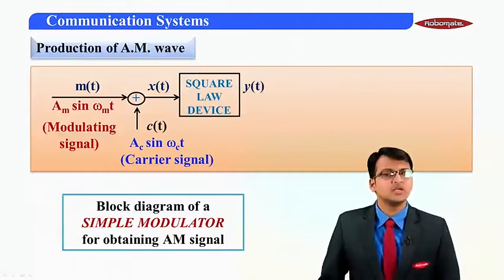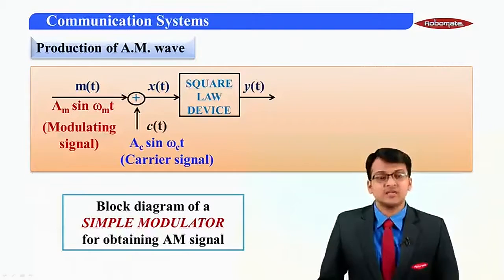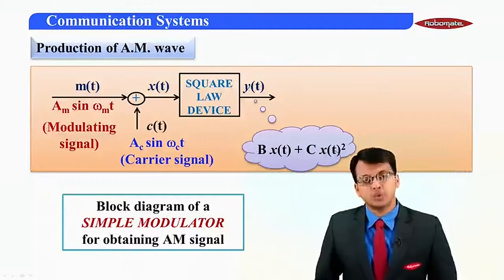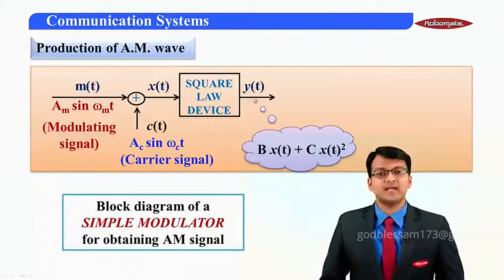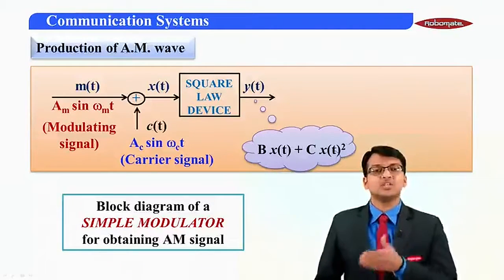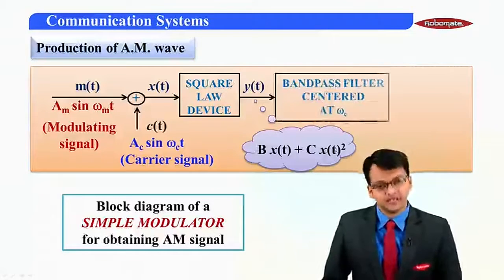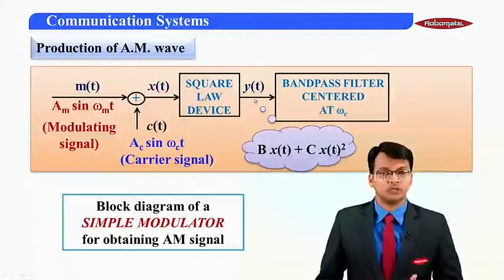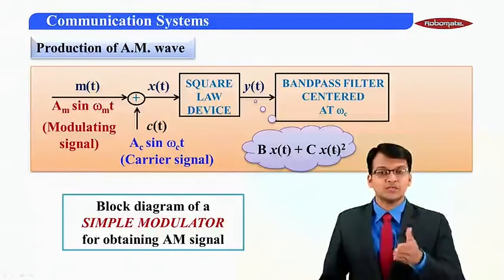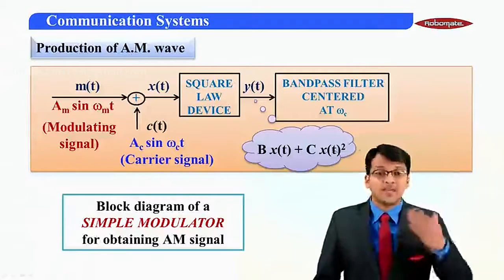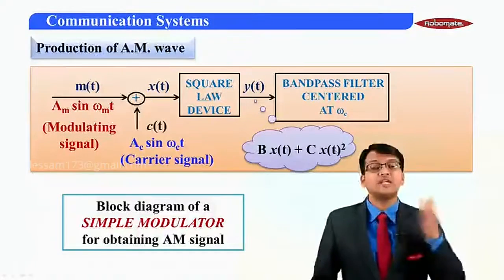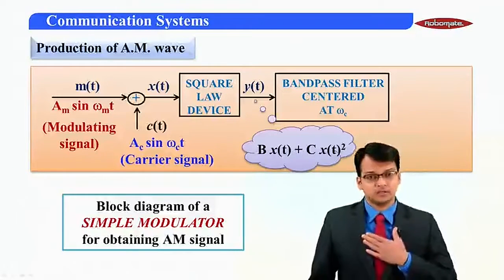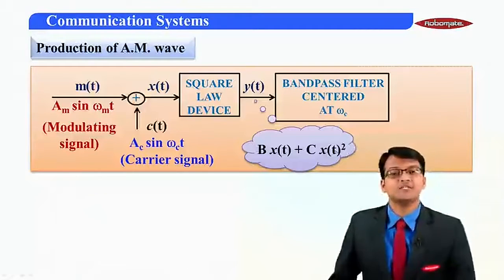Now, what is a square law device? A square law device is a device that will give you an output of B x(t) plus C x(t) square. Perfect. And in practical life, BJTs, that are bipolar junction transistors, are used as square law devices. Now dear students, I might have many frequencies which I don't want, right? So when I pass the signal through a square law device, I need to filter out the frequencies and only retain the frequencies which I want. Perfect. So I require a band pass filter.